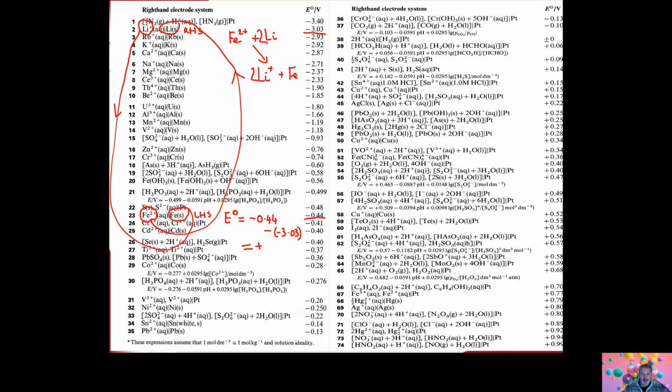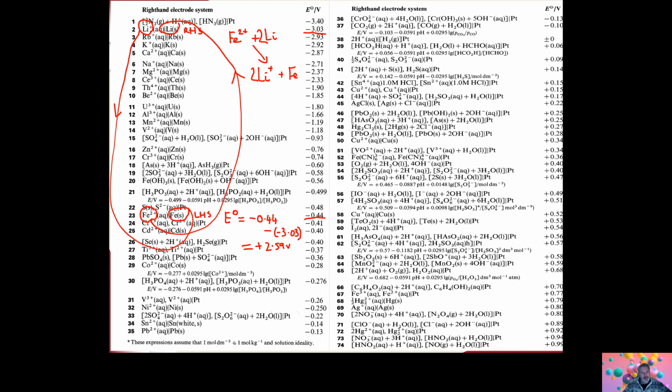So plus 2.59 volts. Okay, and that is how we could make a battery with lithium and iron. Now normally, hopefully you can start to see where this is going.